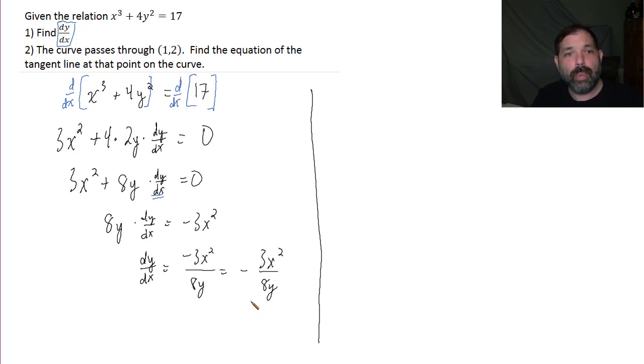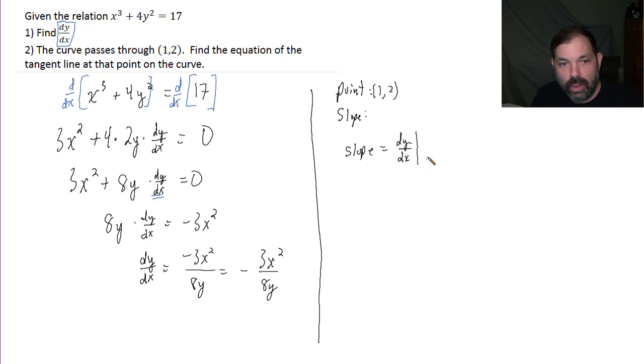Then we're told the curve passes through 1, 2. Find the equation of the tangent line at that point on the curve. All right, well, we need a slope and a point. Hey, we've got the point, right? We know the point on the curve is 1, 2. We need the slope. Well, the slope would be equal to dy dx evaluated at the point 1, 2.